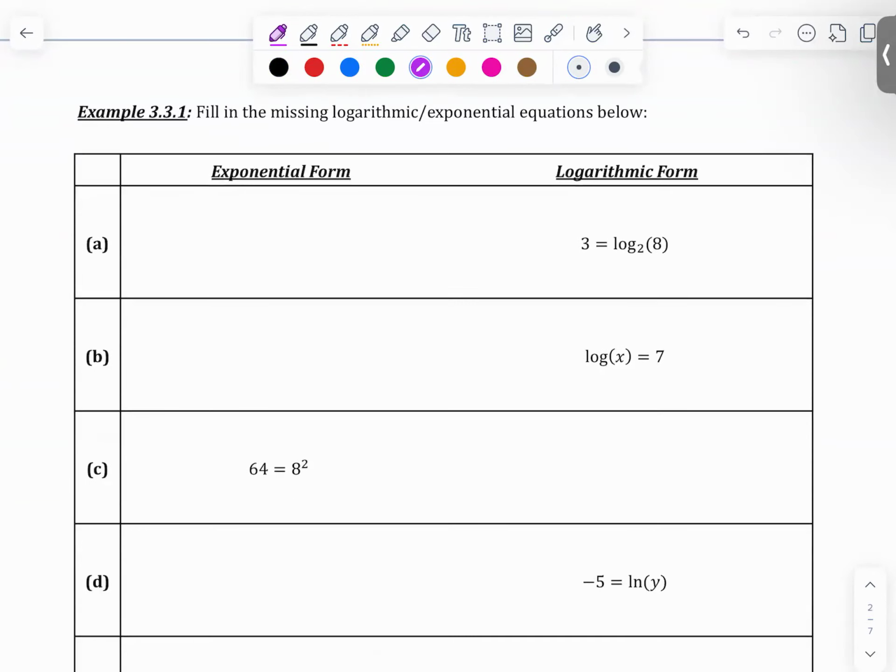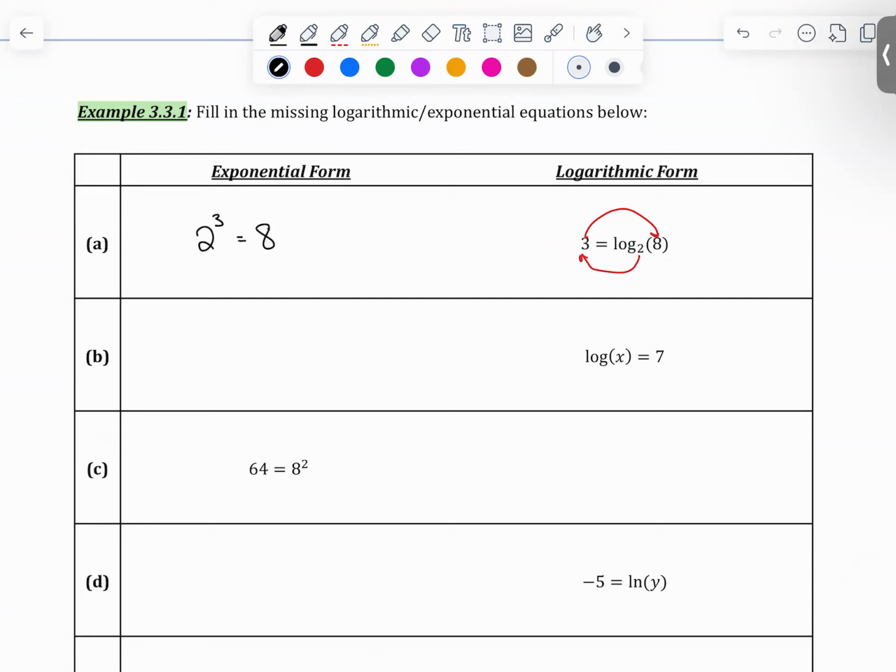In this first example, example 3.3.1, we're going to fill in the missing pieces. So with this first one, we're given the logarithmic form and we want the exponential form. So we'll start at the base, move across the equal sign, and then back over to give you 2 to the third is equal to 8.